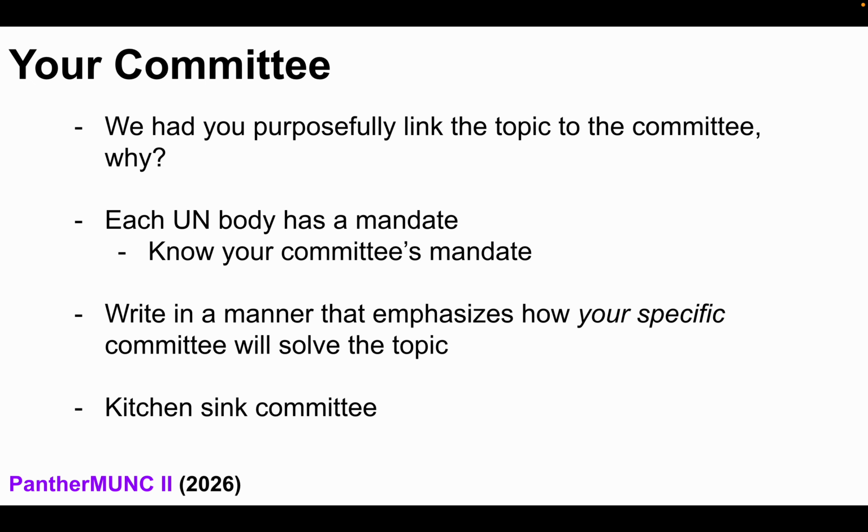And I say this at the bottom: kitchen sink, that just means everything. Your committee's resolution really should not be an everything resolution that's going to solve world hunger and ensure world peace. No, that's very idealistic. That would never happen, and a lot of inexperienced delegates want to do it. So in your background guide, it's important that you steer away from that. You focus on what your committee can do. Remember that mandate, and really just drill that in while you're writing your background guide.